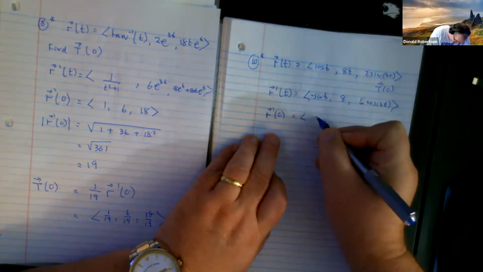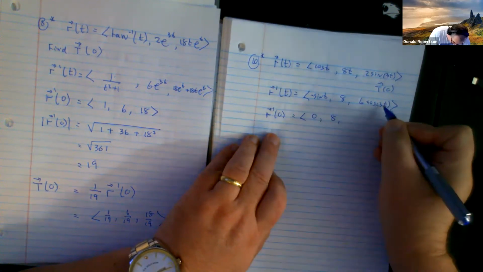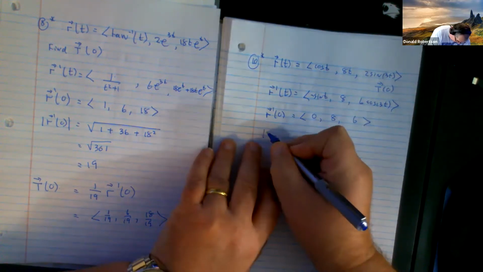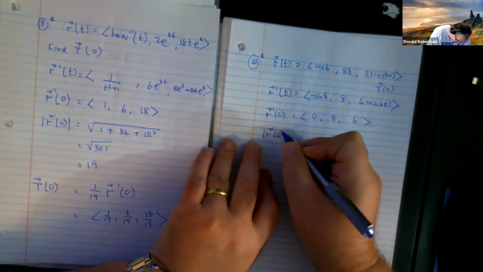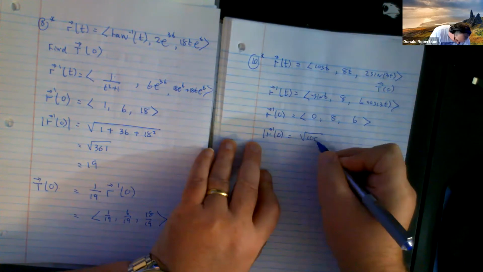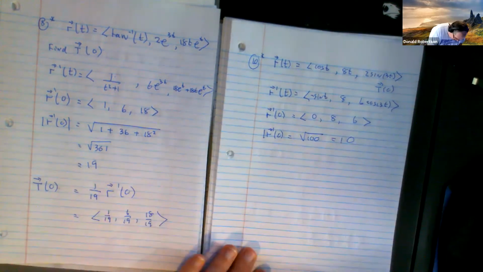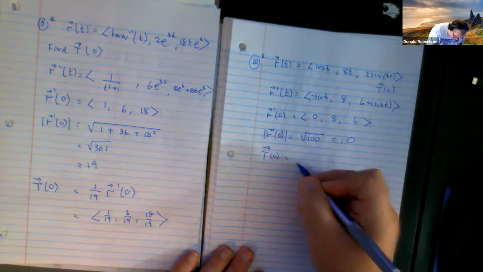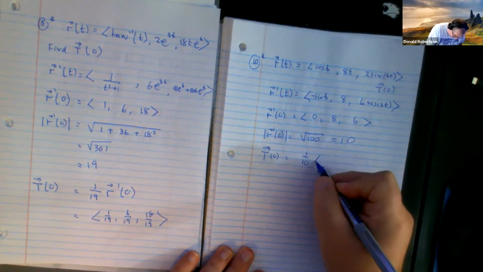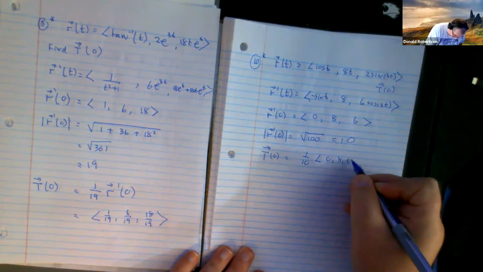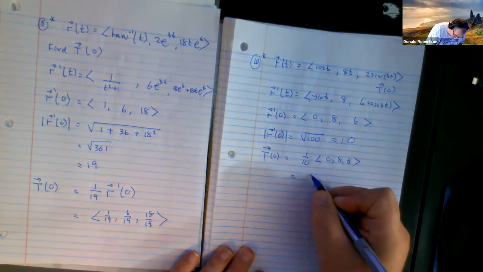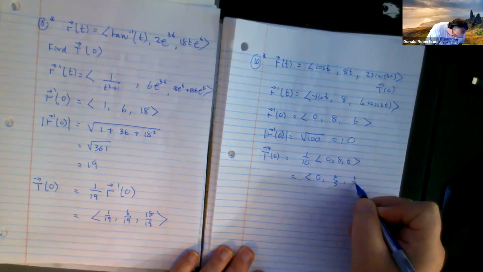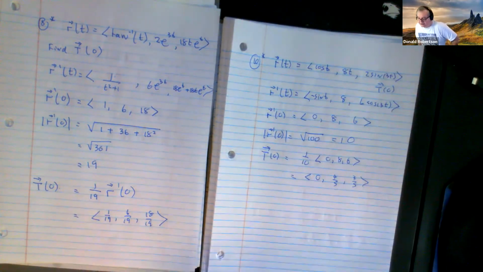Sine of 0 is 0, 8 is still 8, cosine of 3 zeros is still the cosine of 0, so you get 6. The magnitude of this vector is the square root of 100, because I'm skipping by that. And the unit tangent vector then at 0 is 1/10 this guy, which means 0, 4/5, 3/5. Shouldn't you always simplify fractions down if you can?